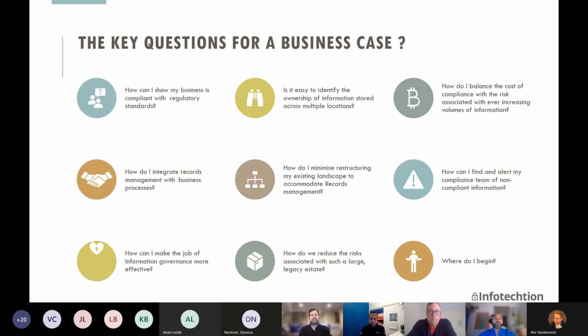So some of the key questions that we see quite often are listed over here. How can I show my business is compliant with regulatory standards? What is it that I need to do in this space of Microsoft 365, where increasingly work is happening? A lot of the time people spend is working with documents, emails, and now with Teams, chats, etc. Effectively, we are collaborating with each other a lot more, and by doing that, we're creating a lot more information than we were creating before.